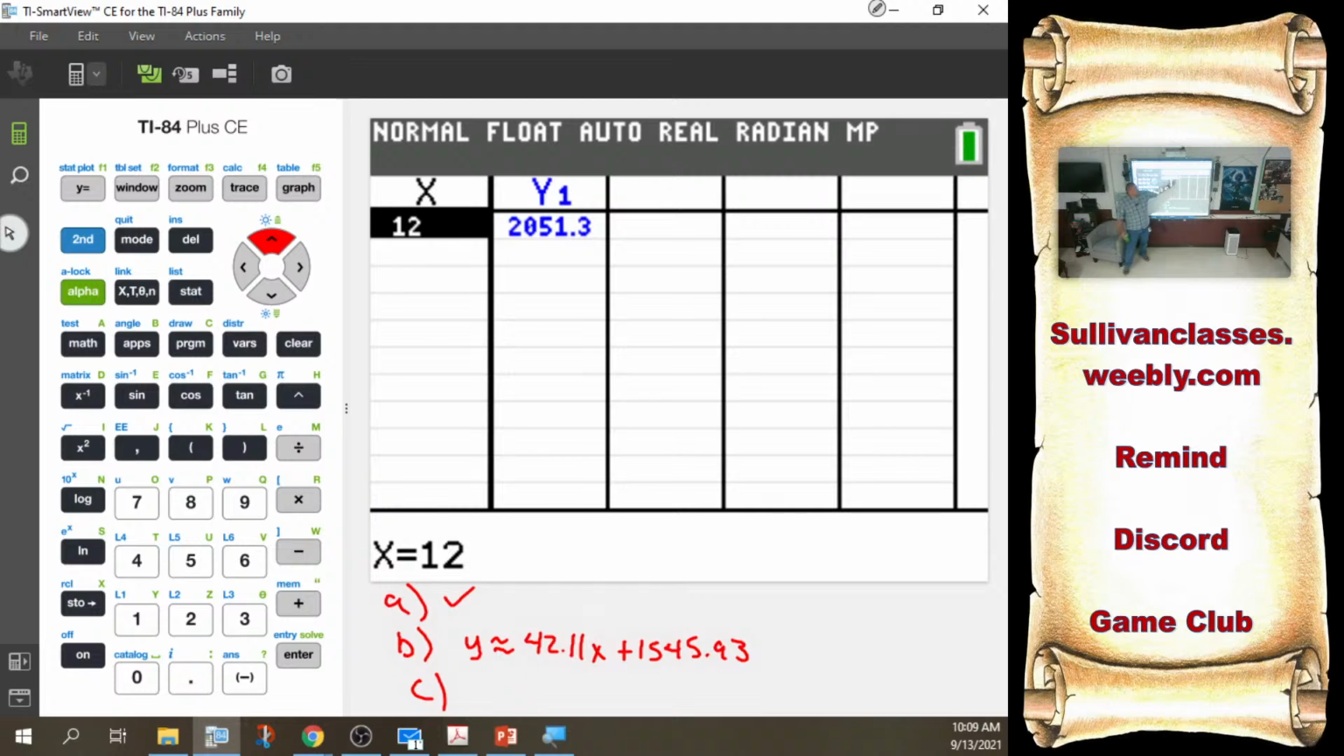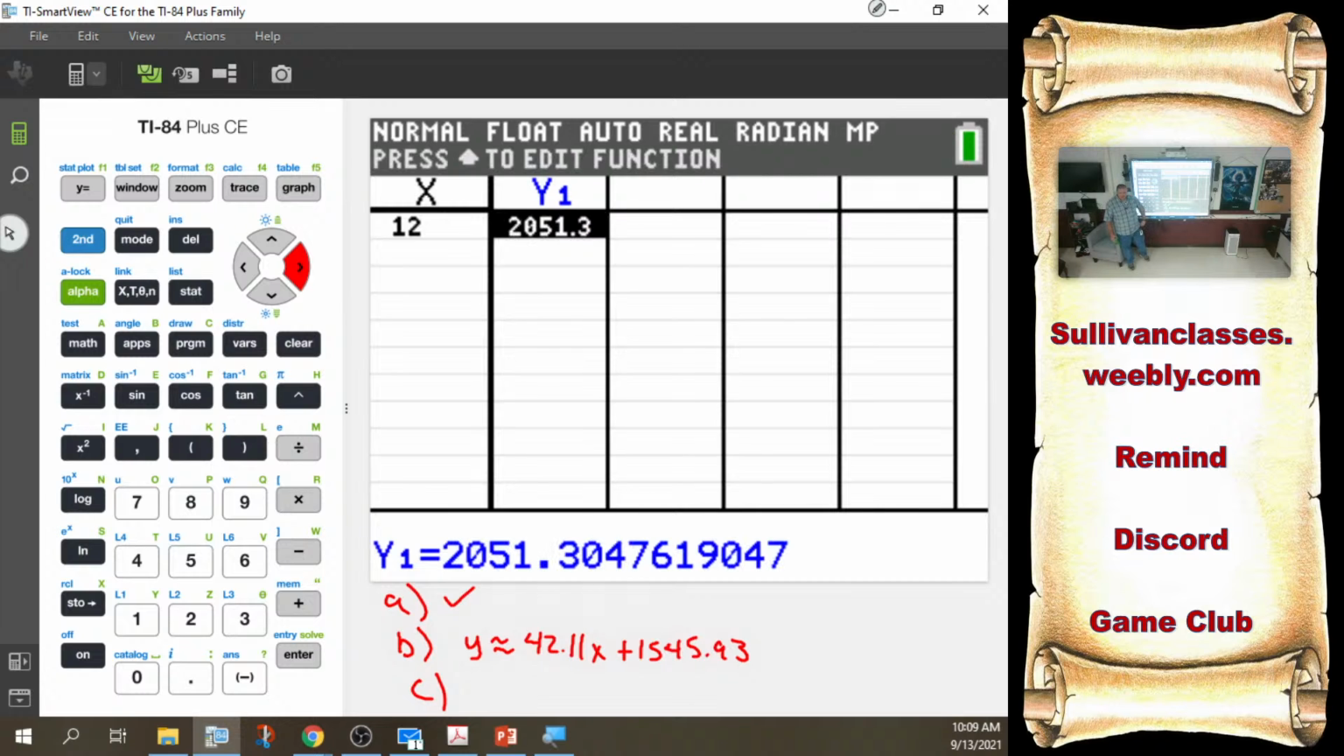Oh, also, these cells are only so big. If I go over and highlight it, see that there's a lot more to the decimal train. Okay. So I would say that the enrollment was about 2,051 students.